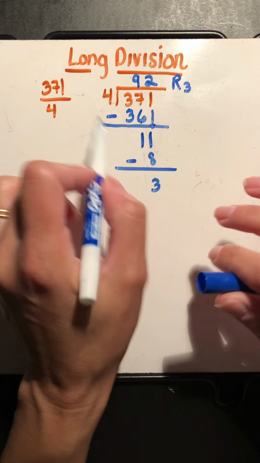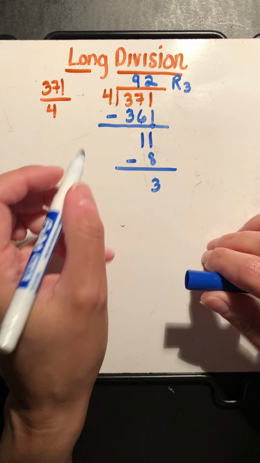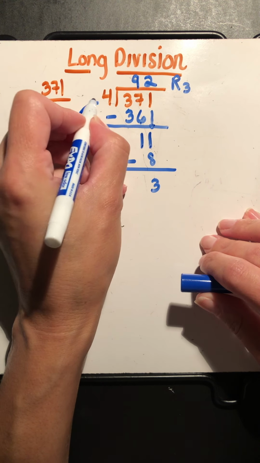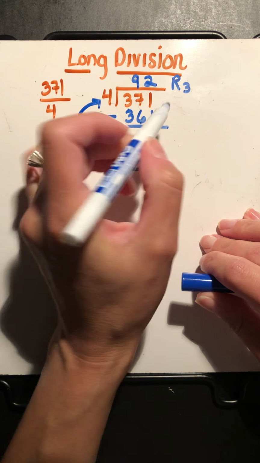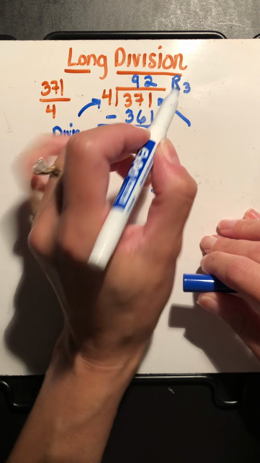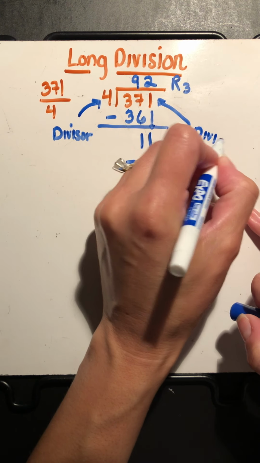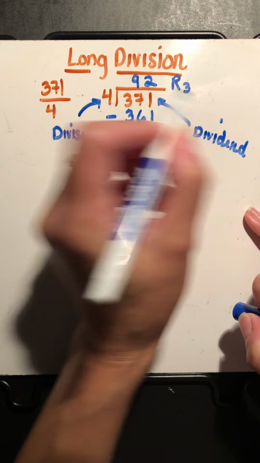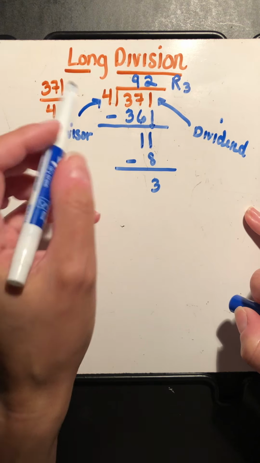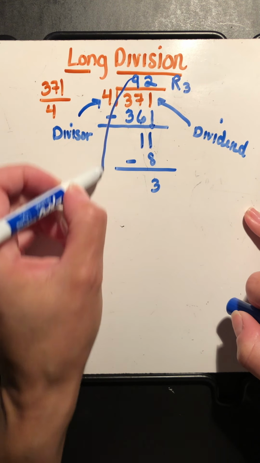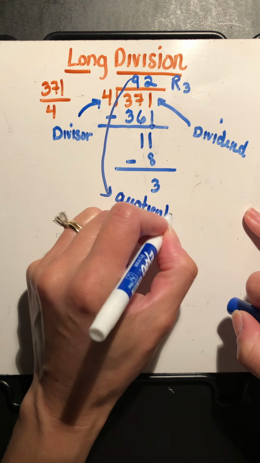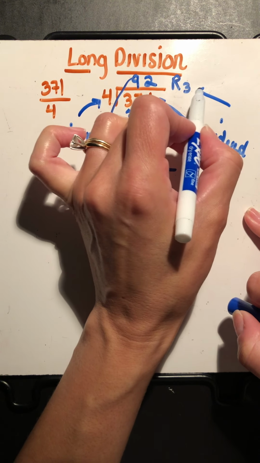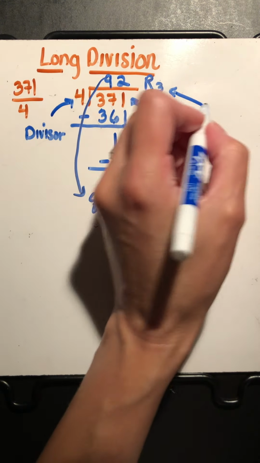So let's just talk about some of the parts of this. So 4, remember, is called my divisor. 371 is called my dividend. 92, I'm running out of room here. So 92 is called my quotient. And 3 is my remainder. So let me write that over here.